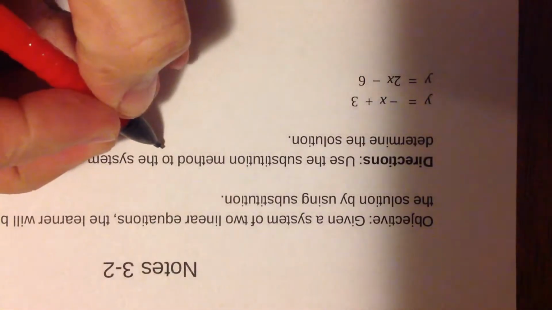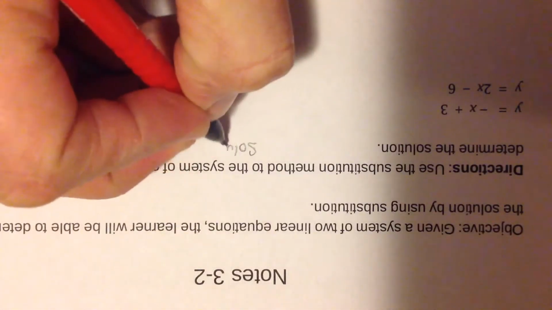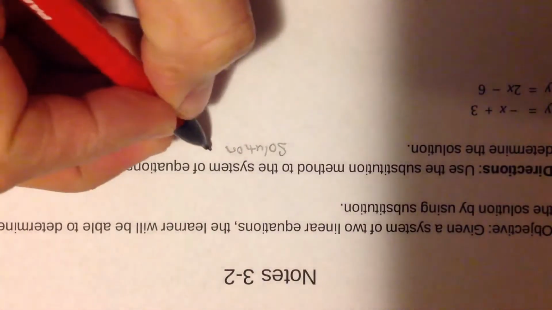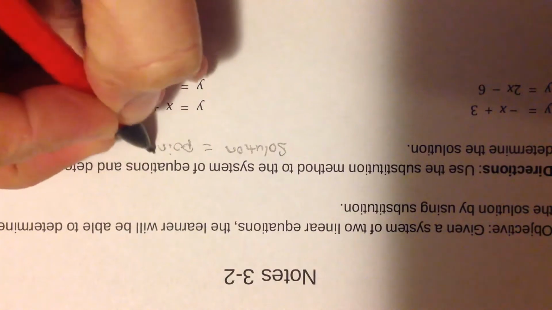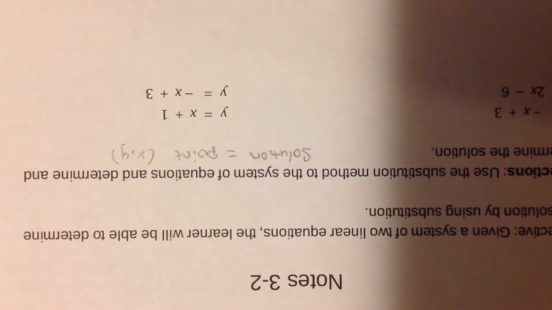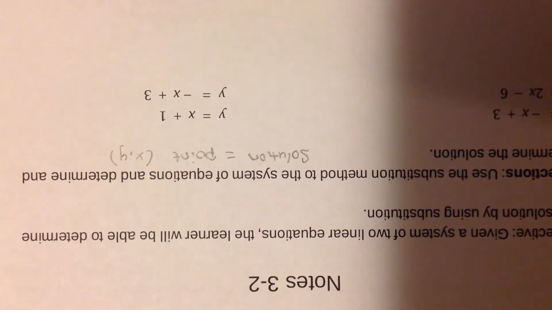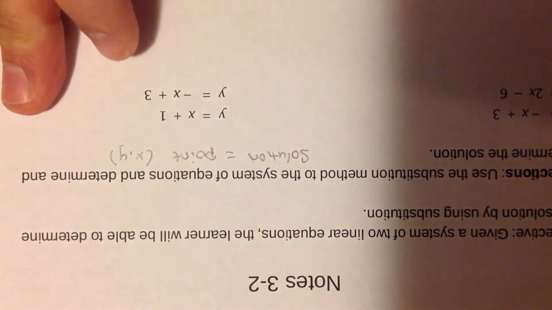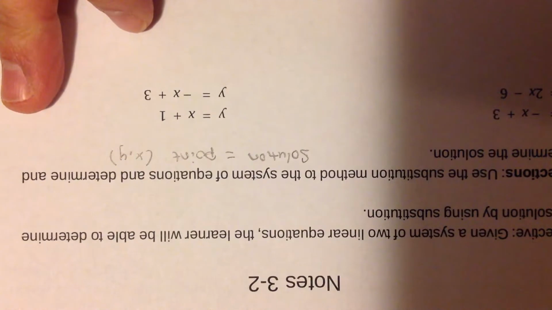So again, we also have to keep in mind that a solution is where the two graphs intersect, which is a point. And a point has both an x and a y value. So we need to keep that in mind when we do these, that we don't just stop once we find one answer, because they intersect at a point, which is an x and a y value, so we need both. So let's take a peek at our first example.